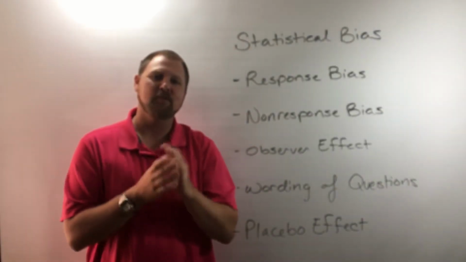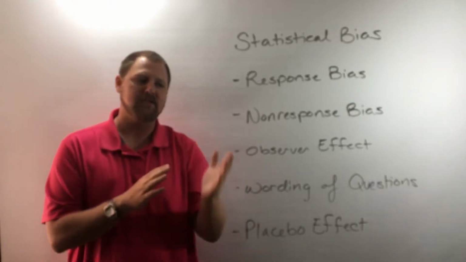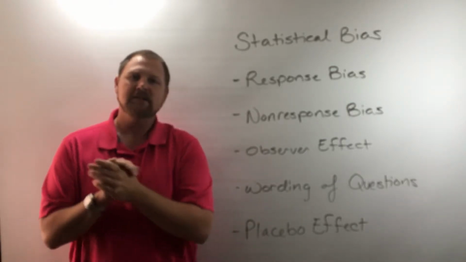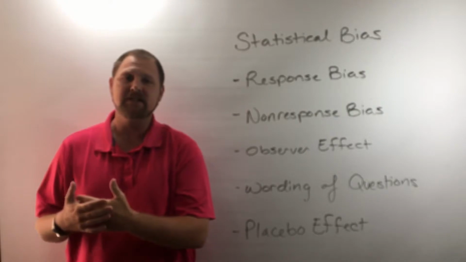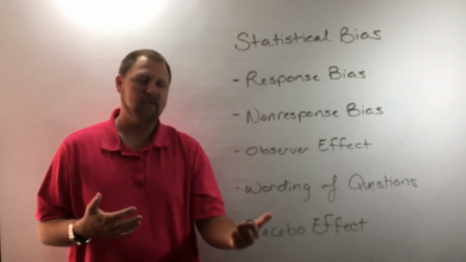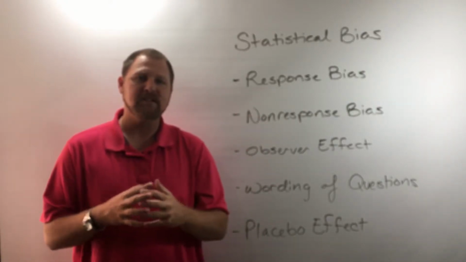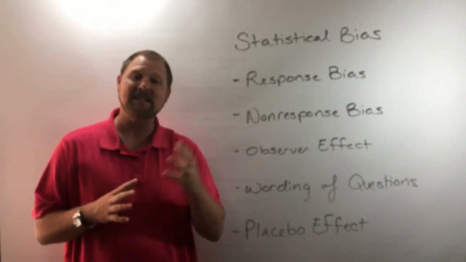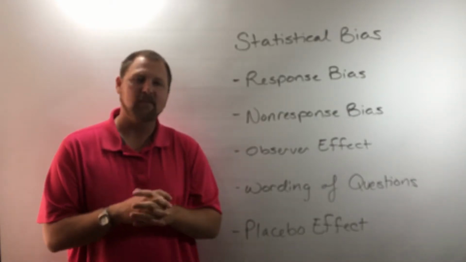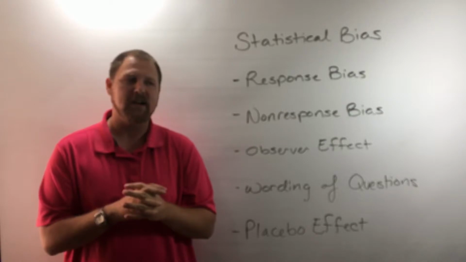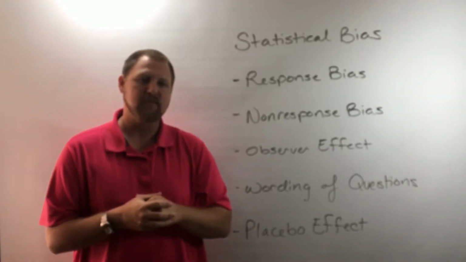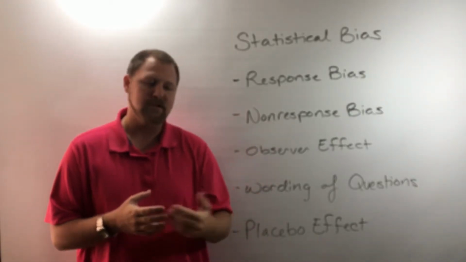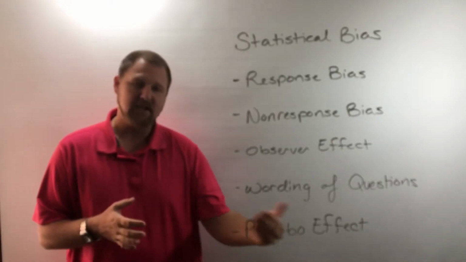Statistical bias. When we're introduced to statistical bias, we need to make sure we understand what statistical bias is or how it is created. These are several of the words or phrases that produce statistical bias. It is not everything, but it is several or most of them that the Dana Center provides us. Response bias, non-response bias, observer effect, wording of questions, and the placebo effect. We've already discussed placebo effect.